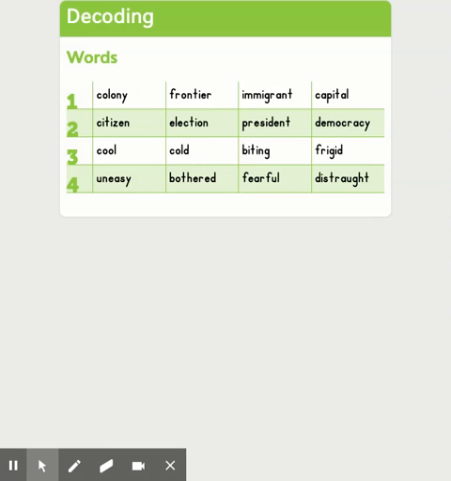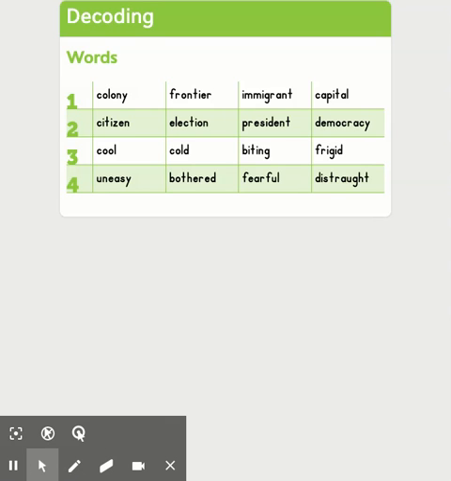And a colony is an area that is controlled by or belongs to a country and is usually far away from that country. So, for example, the United States, America, where we live, actually, before we became our own country, we were a colony of England.